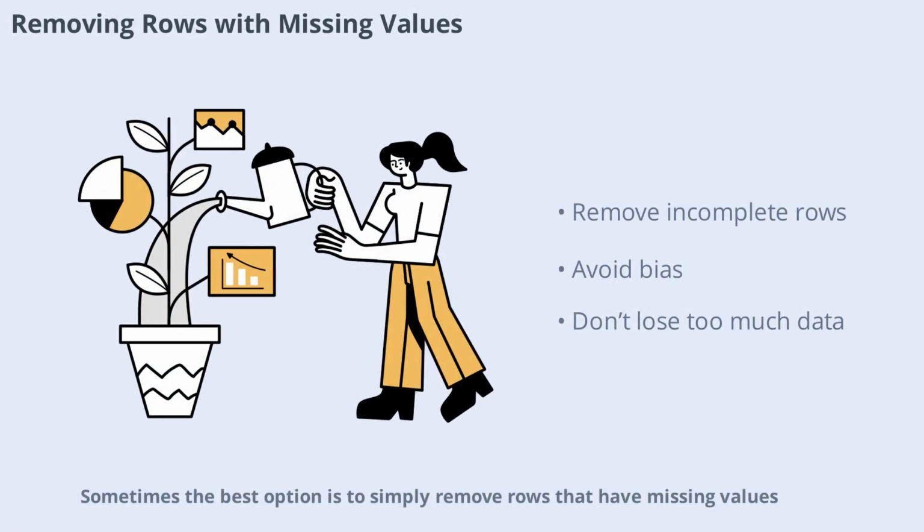Sometimes, the best option is to simply remove rows that have missing values, especially if there aren't many. This keeps your dataset clean and avoids introducing bias from filling in values. However, be careful not to lose too much data in the process.